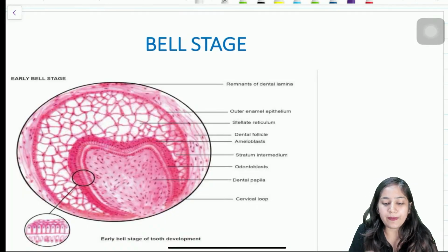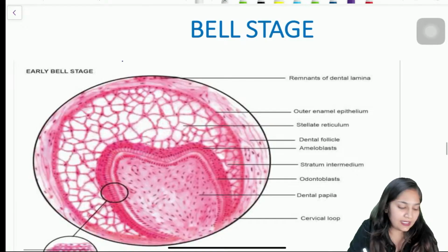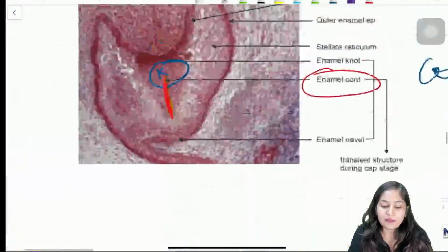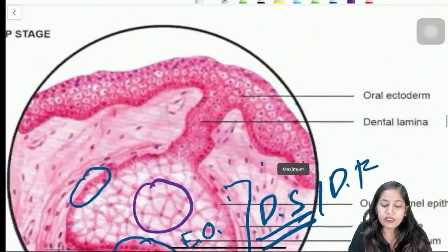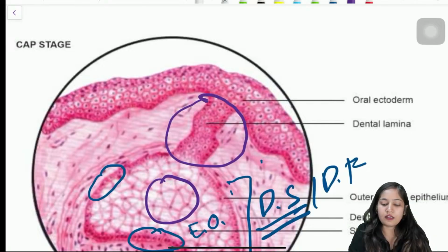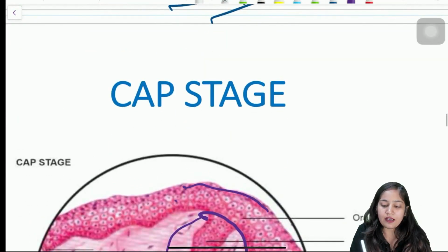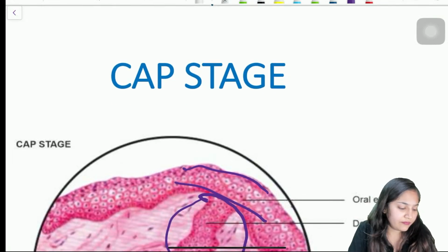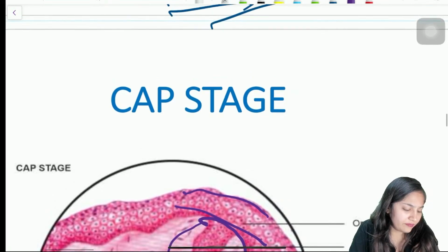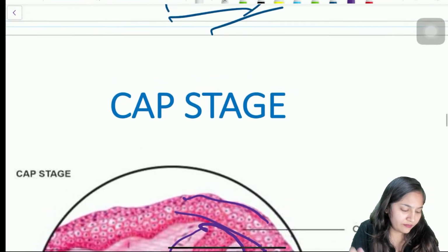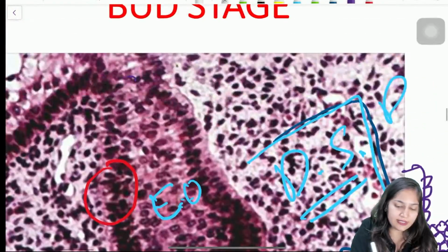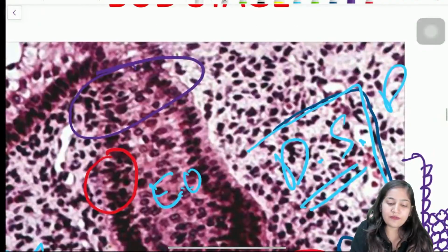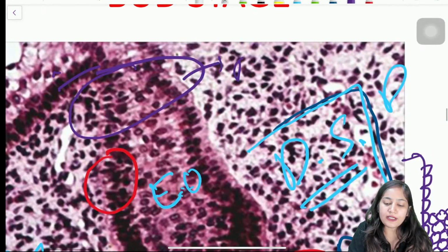Now coming to bell stage. Here you can see something is missing. What is missing here? Can anyone appreciate from the above diagrams? Here we have a connecting link with the upper epithelium, right? Here you can see it is also a connecting link of here with the epithelium. So this is our dental lamina.